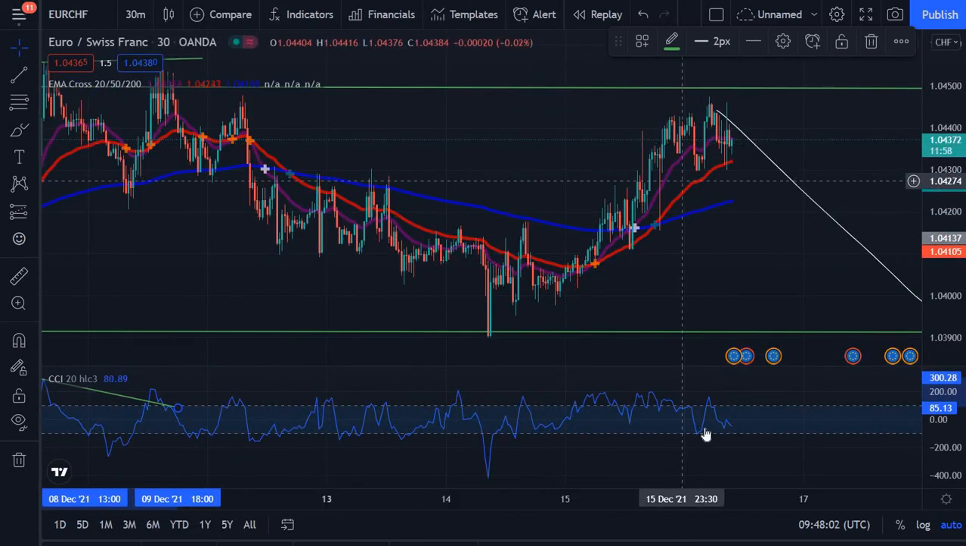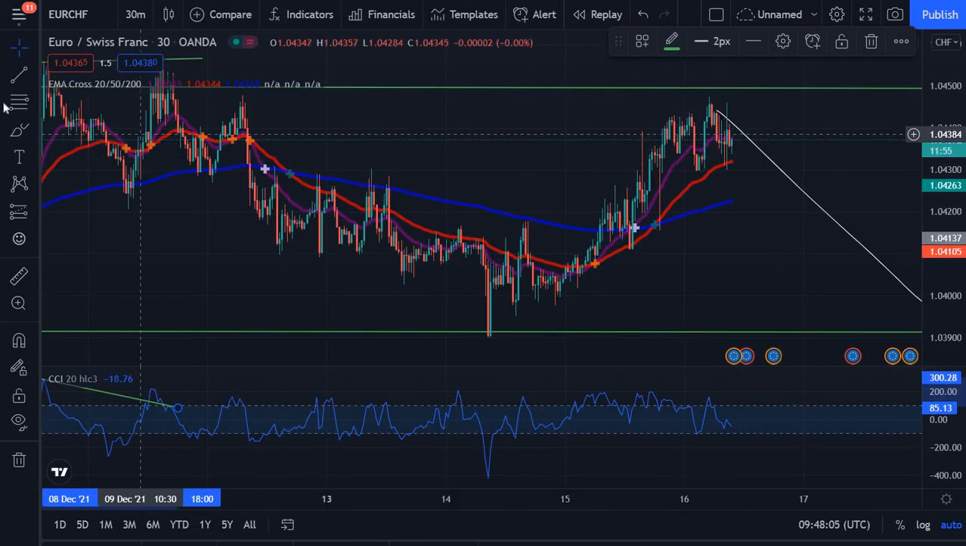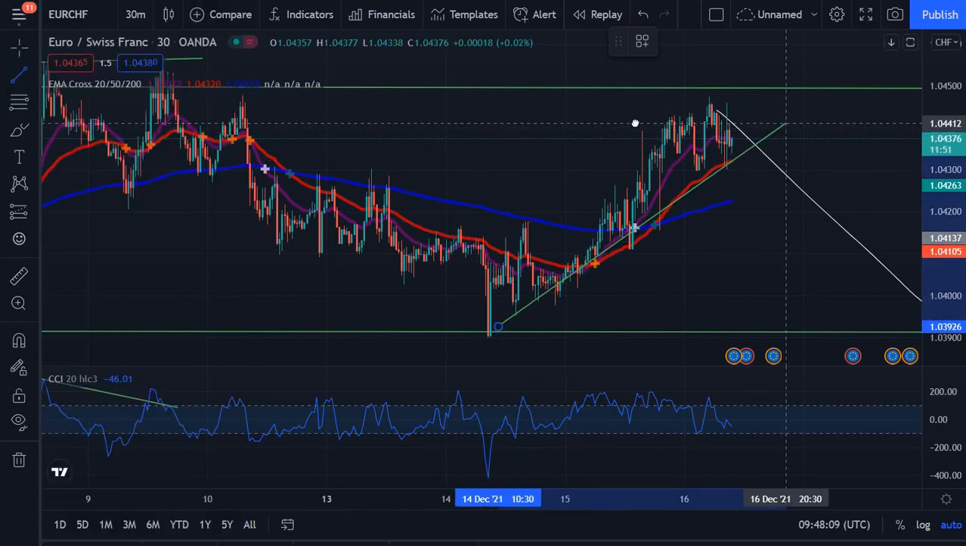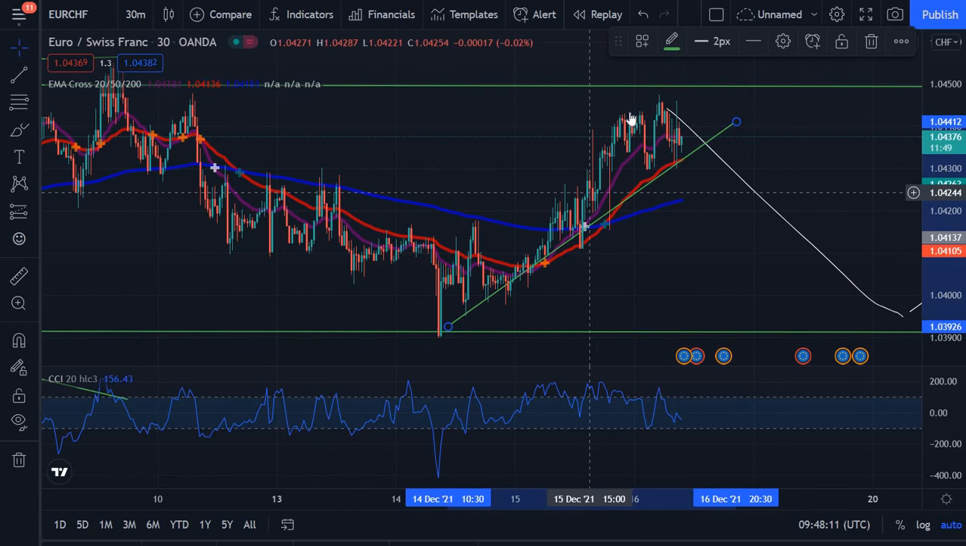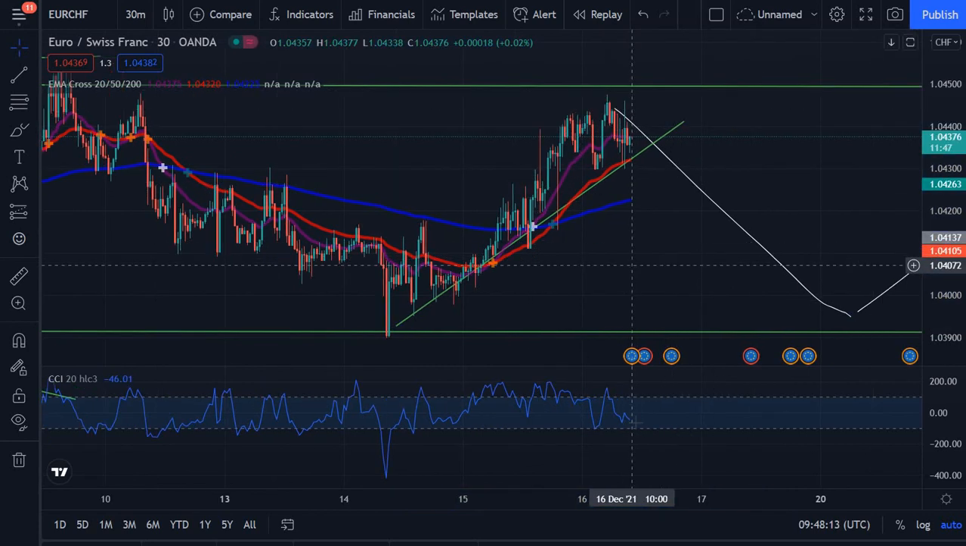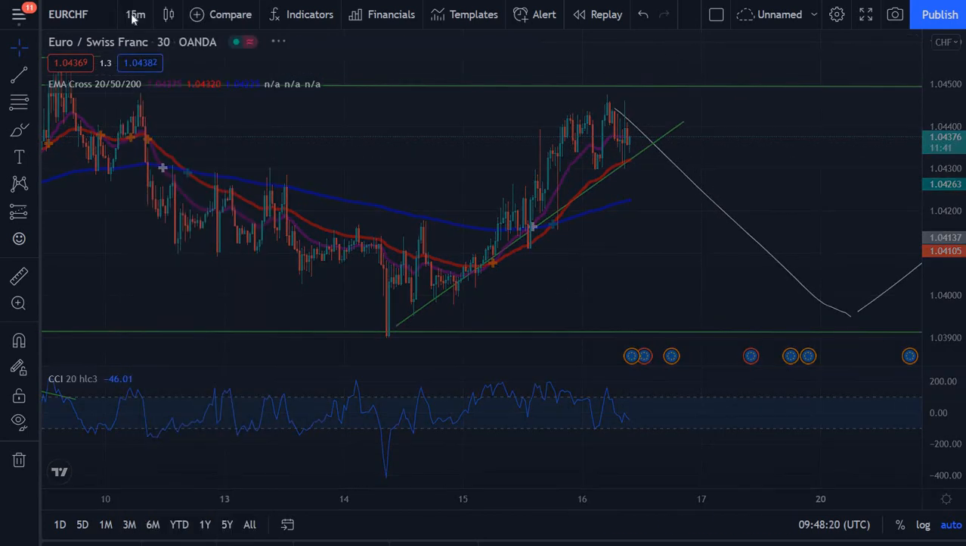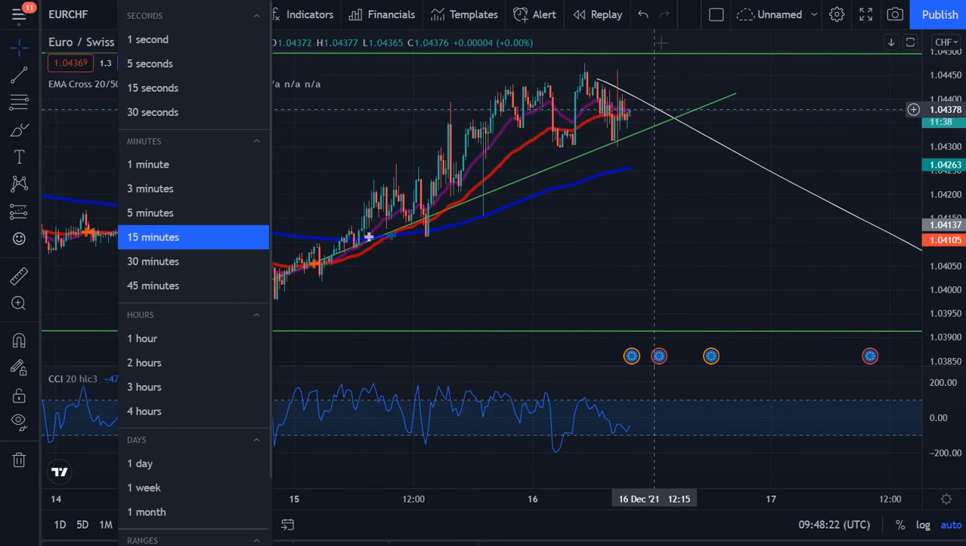Let's check the 30-minute chart. Well, here we are still pushing higher. Here now a little bit slowing down on these new highs here, but the CCI is going lower, which means we have room to the upside. So it looks like we will continue to the upside for now. Yeah, it looks like we will push higher on the 30-minute chart.